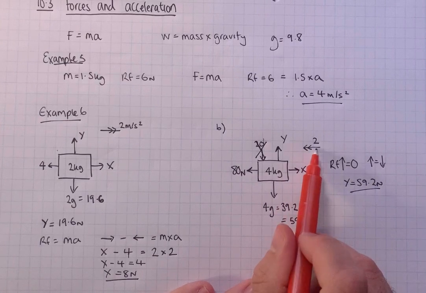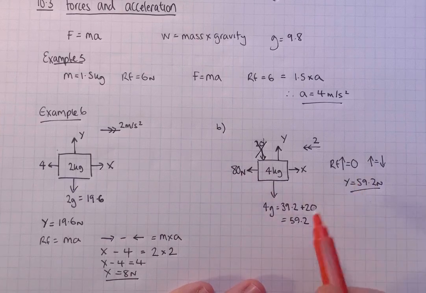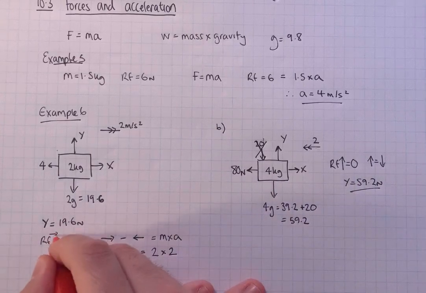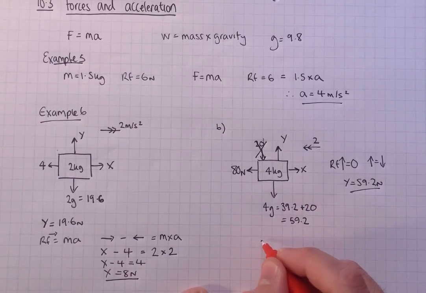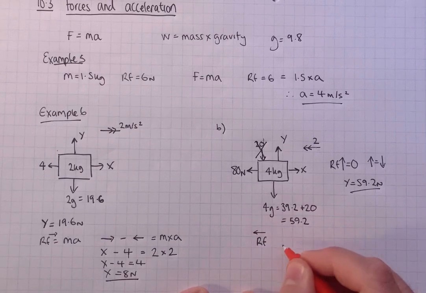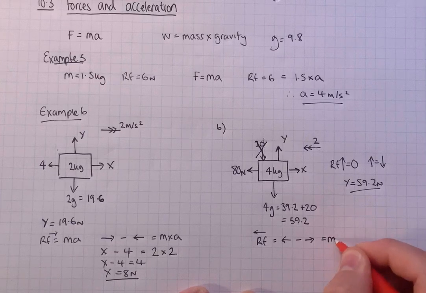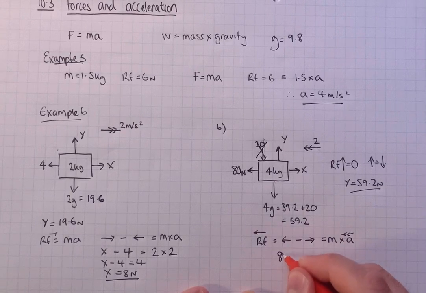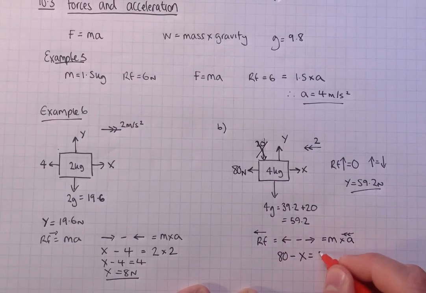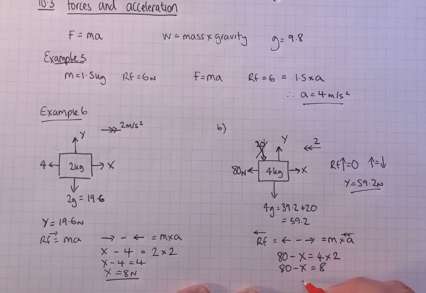It must be less than 80 because it's accelerating to the left, meaning there must be a resultant force to the left. Now I could do resultant force to the right, as I've done here, but you might as well go with the direction of acceleration to make the calculations easier. So resultant force to the left is all the forces to the left minus all the forces to the right equals m times a, where the acceleration is also to the left. So I've got 80 take away x equals 4 times 2. 80 take away x equals 8. Therefore x must be 72 newtons.